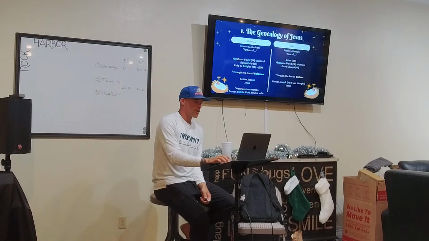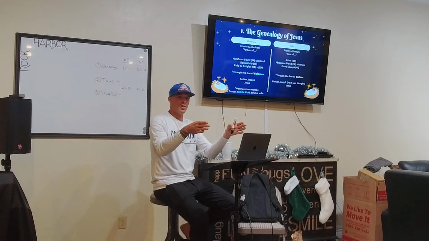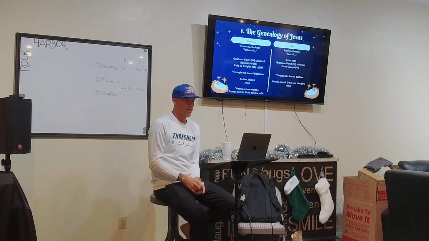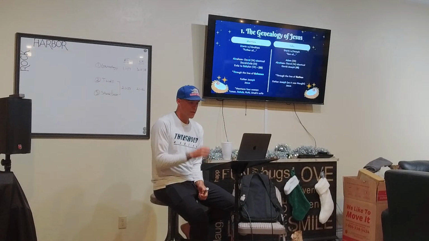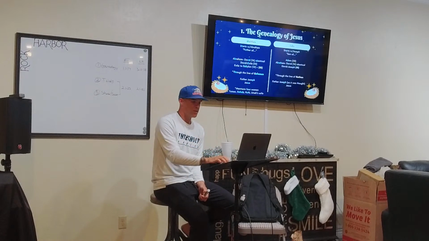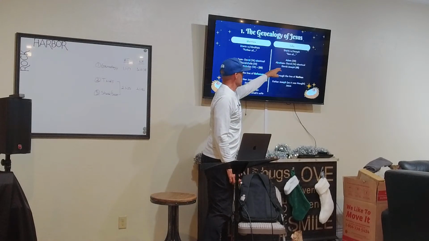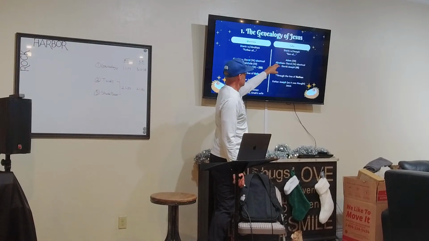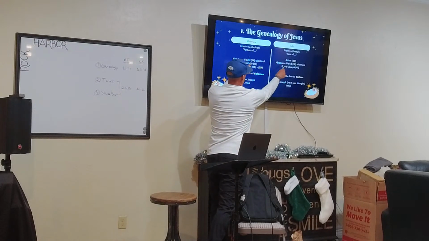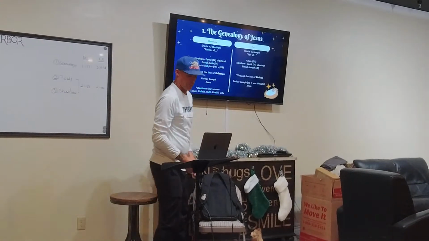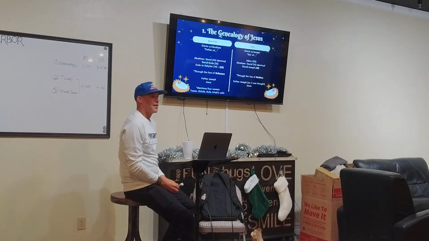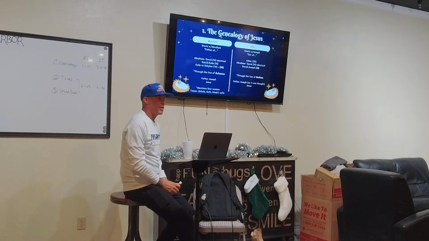Matthew starts by saying there are 14 generations from Abraham to David, 14 from David to the exile, and 14 from Babylon to Jesus. As you can see here, these are Matthew's, and Luke gives these extra ones. Matthew and Luke agree here. Where they disagree is everything from David to Jesus' birth, and in a pretty significant way.